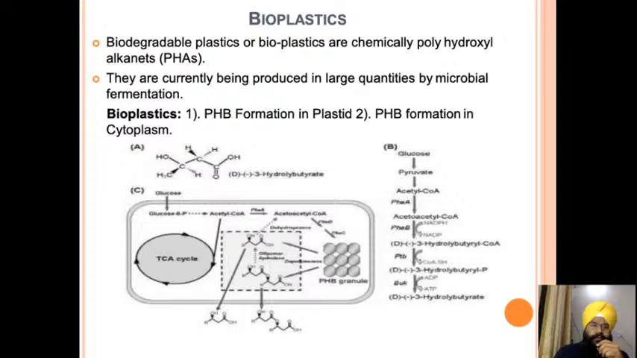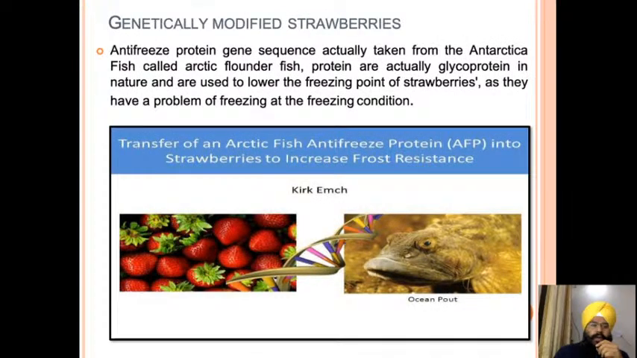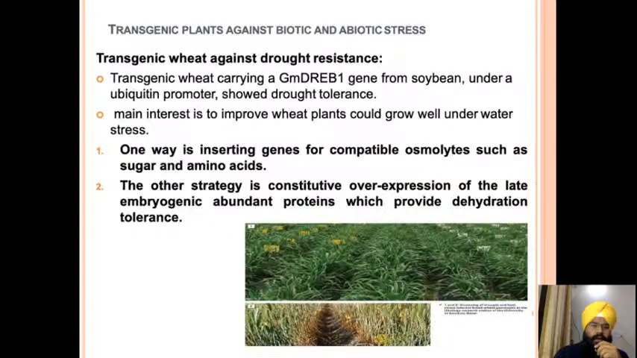You can also use them for bioplastics, such as polyhydroxyalkanoates (PHAs) or PHB formation in plastids, or PHA formation in the cytoplasm. And also, from the Arctic flounder fish, we get a glycoprotein that helps to lower the freezing point. Strawberries have a problem with freezing conditions, so they put this antifreeze protein into the strawberries to increase frost resistance to the cold.